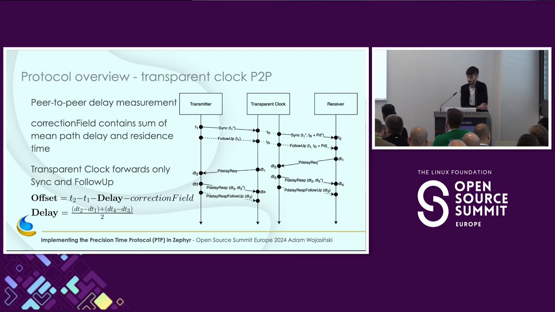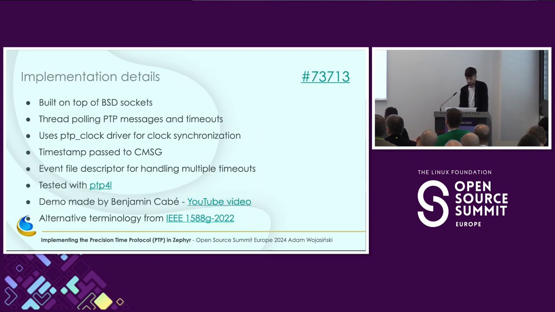The second possible configuration is called peer-to-peer delay measurement. In this configuration, only sync and follow-up messages are forwarded. And for each separate connection, each separate PTP link, we have delay request and then delay response. So each link has its own delay, and then they are added in the correction field. So here you can see more generic equations for offset and for delay that are used in the protocol.